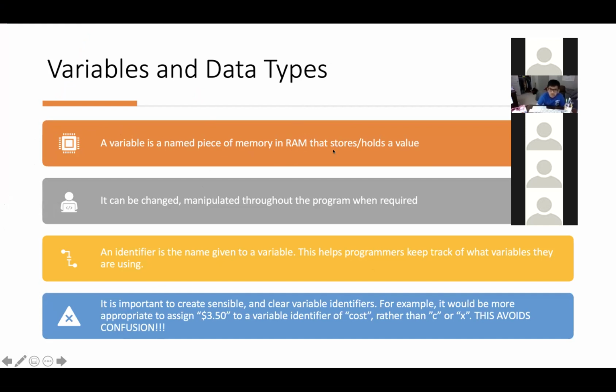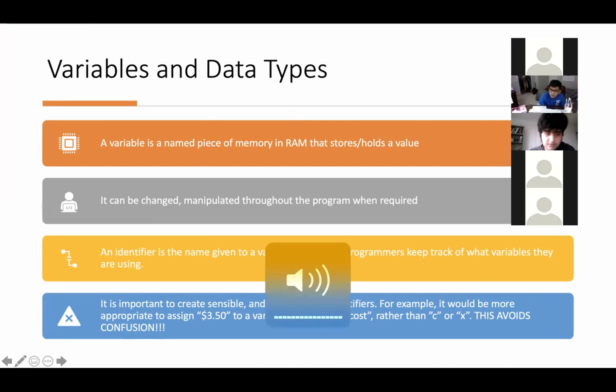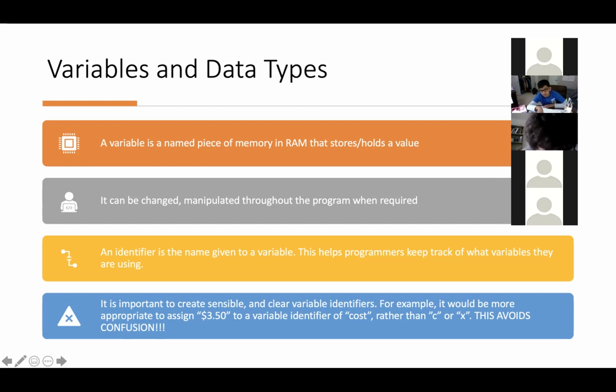I am unable to hear you. Can you please unmute? Random access memory. Yeah, correct. Random access memory, correct. So I lost my mouse.